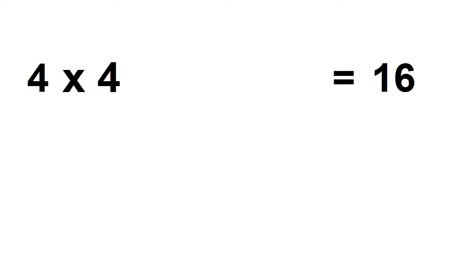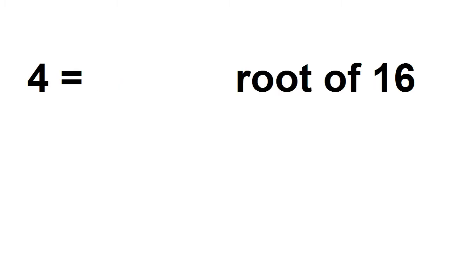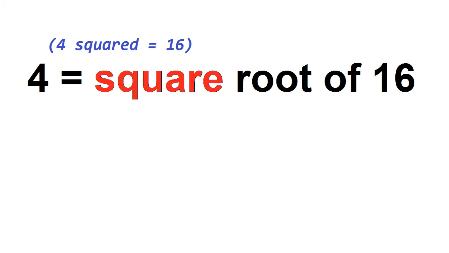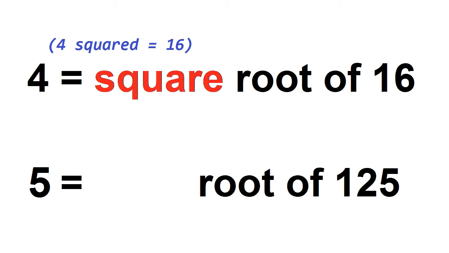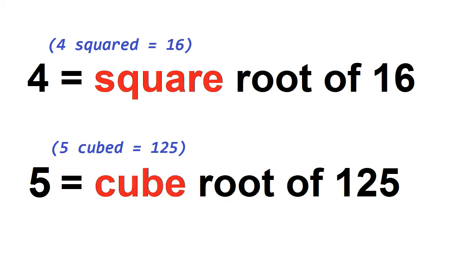Bear with me here, this might get a little bit confusing. Basically, if 4 times 4 is 16, then 4 is a root of 16. More specifically, 4 squared is 16, so 4 is a square root of 16. 5 times 5 times 5 is 125, so 5 is a root of 125. Again, if we want to be specific, 5 cubed is 125, so 5 would be a cube root of 125.